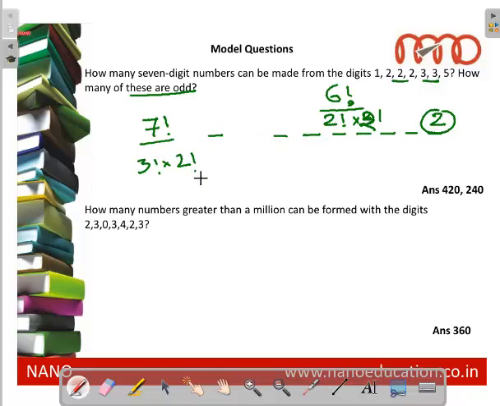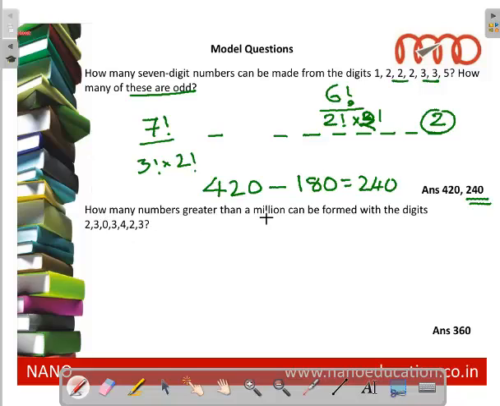So 7 factorial by 3 factorial into 2 factorial is 420. We already calculated that. Minus 6 factorial by 2 factorial into 2 factorial. 6 factorial is 720, divided by 4 is 180. And this difference would be 240. So 240 odd numbers are possible. The second method is better compared to the first method.